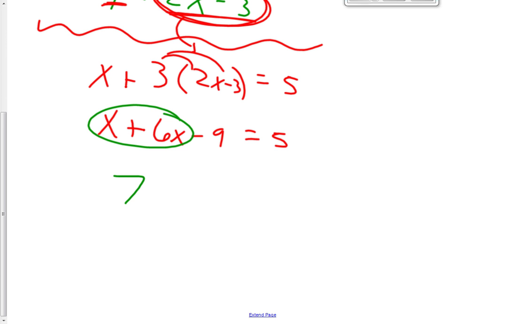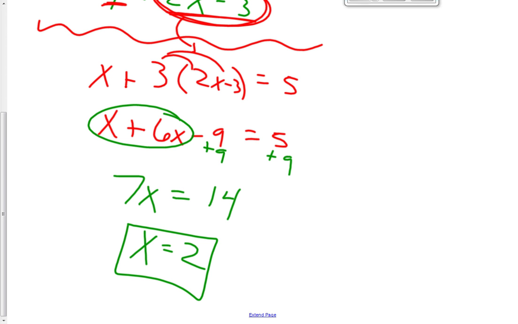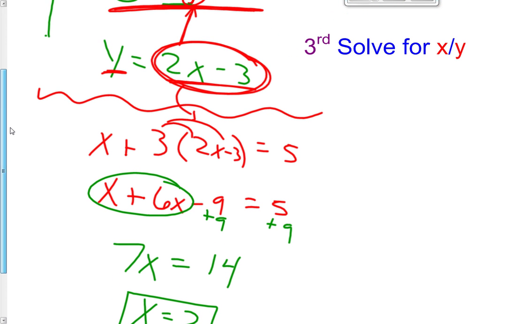Right here we get 7x's, and add 9, we get 7x equals 14. So then we simply divide both sides by 7, and x equals a positive 2. As you well know on all of these, don't just stop when you get x equals, you got to get x and y. So here's our circled part that we got.